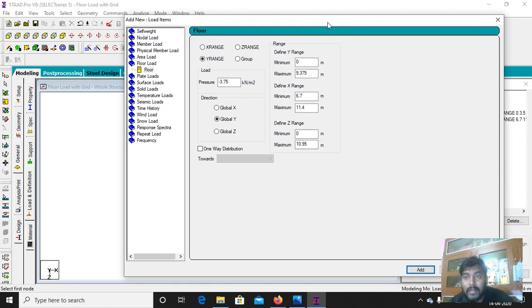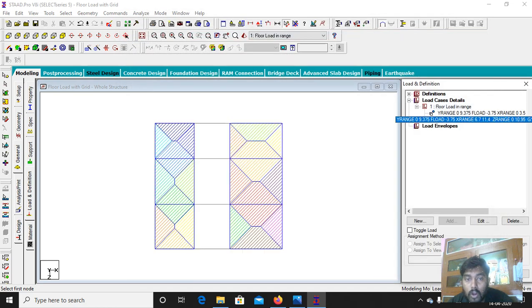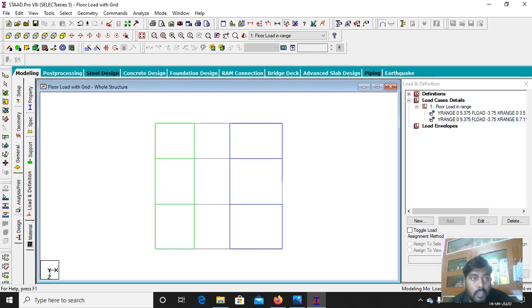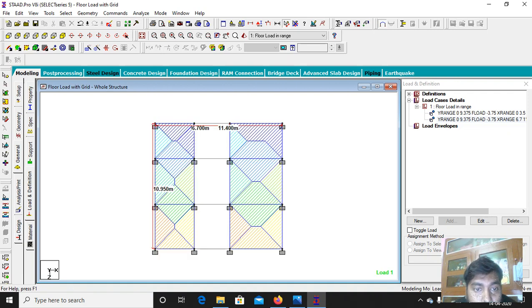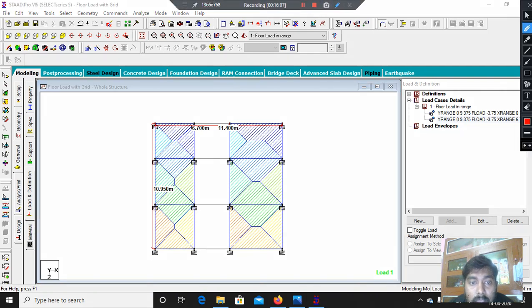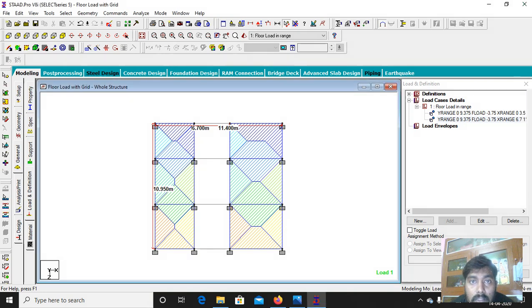Add. So let us check whether the value is coming or not. So we think this load is also created. Now the remaining part we have to create. What is the remaining part here? The remaining part is that portion. Okay, let us move. Remaining part is that portion, so let us first move the distance to distance.